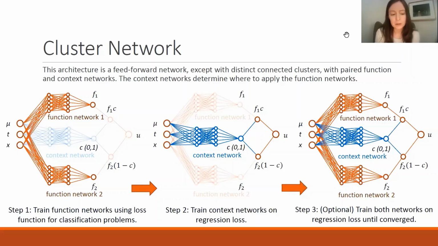So some parts of the network are training what are the functions in this space, and other parts of the network are figuring out, where do I break this up? So the context networks are figuring out where to break this up, and the function networks are figuring out the function in those different spots.